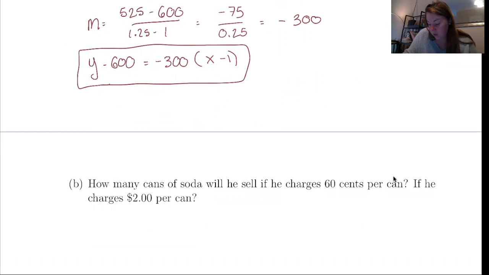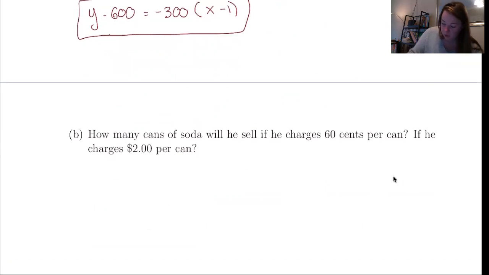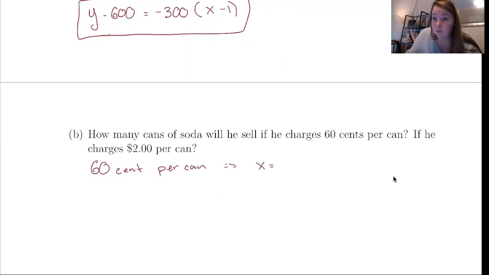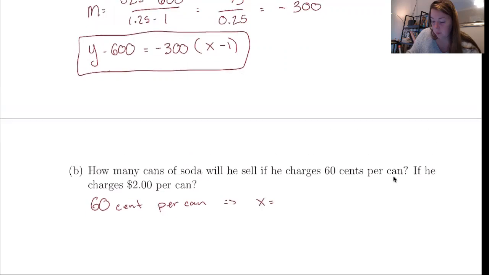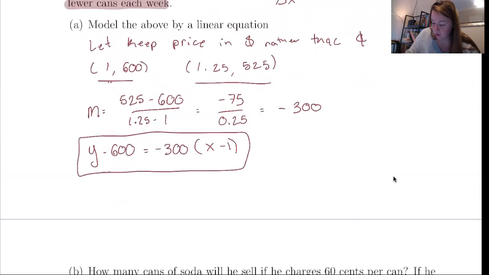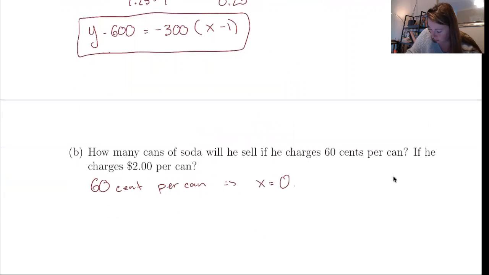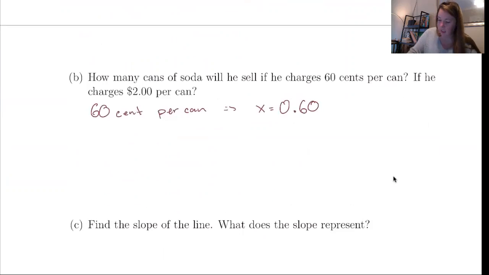So how many cans of soda will he sell if he charges 60 cents per can? So 60 cents per can implies that X would equal what amount? 60 or 0.6? Remember, we kind of had to make a decision earlier that we kept price in dollars rather than cents. So that's going to be 0.60, kind of making it clear that it's 60 cents.